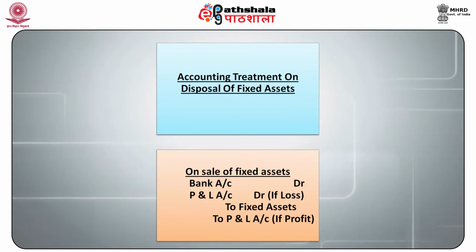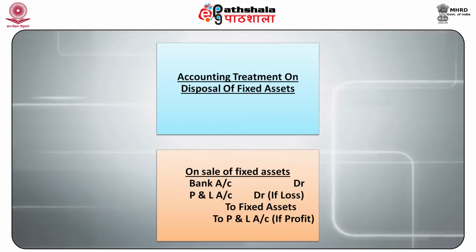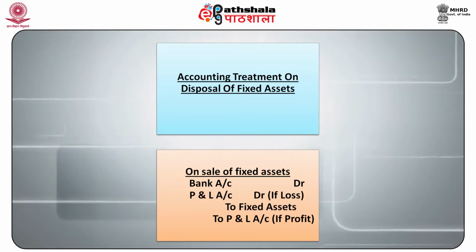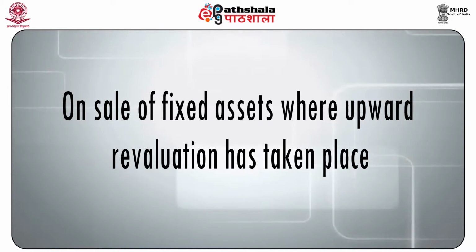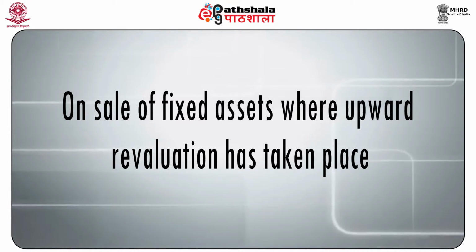Seventh, accounting treatment on disposal of fixed assets. On sale of fixed assets, bank account debit, profit and loss account debit if loss, to fixed assets, to profit and loss account if profit. Eighth, on sale of fixed assets where upward revaluation has taken place.